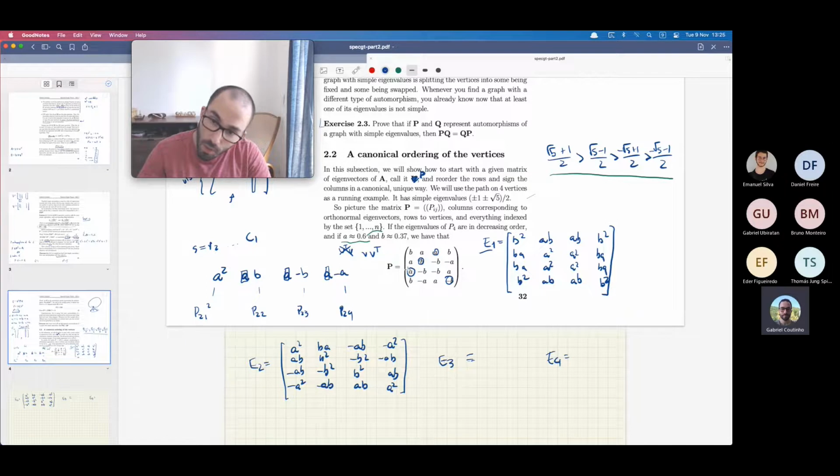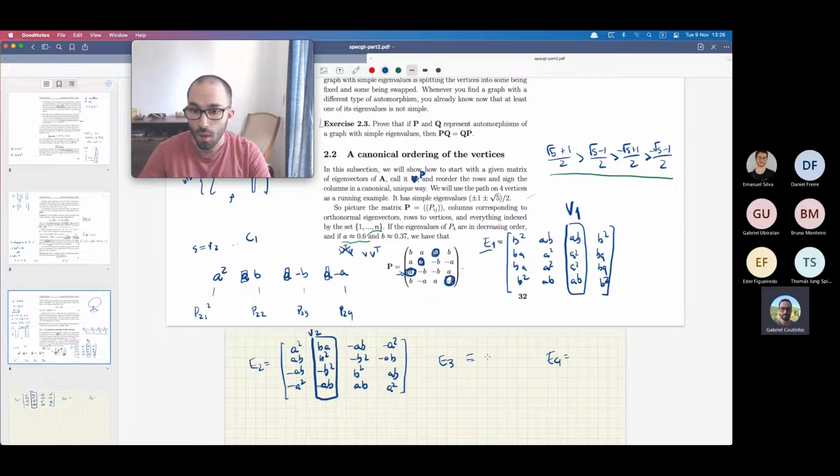Now, if I pick non-zero elements here, I'm exactly doing that. So I pick the third, so I'm picking this column to be my V1. I pick the second here, so I'm picking this column to be my V2. And I'll be picking the first column here to be my V3, and I'll be picking the last column here to be my V4.